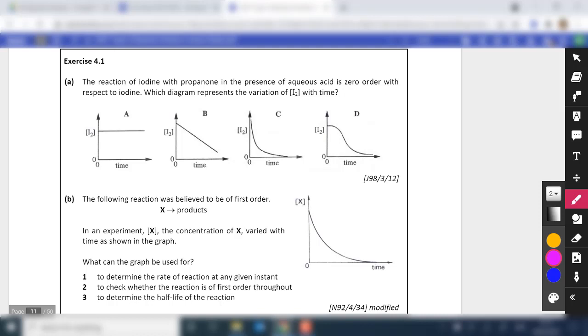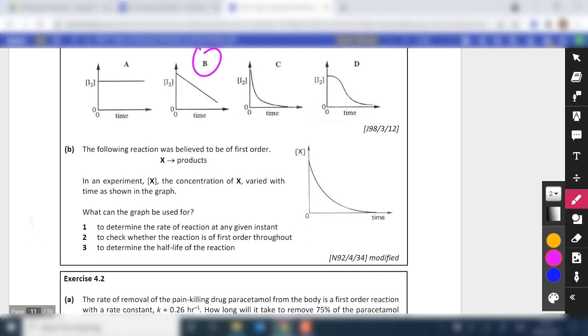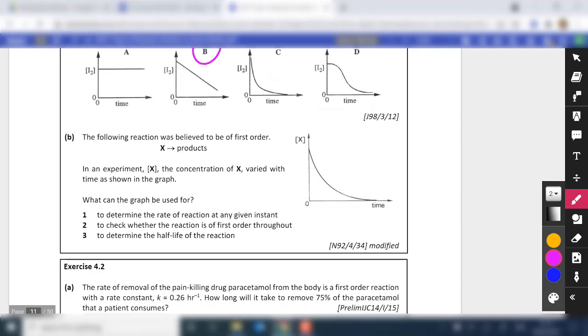So in this case, what kind of graph are we looking at? We are looking at a reactant-time graph. Therefore, the gradient represents the rate of change of iodine with respect to time. I do not expect the rate to change, so it should be a constant rate. So I'll be choosing option B. The rest I wouldn't even look at, if you truly understand what is happening in kinetics.